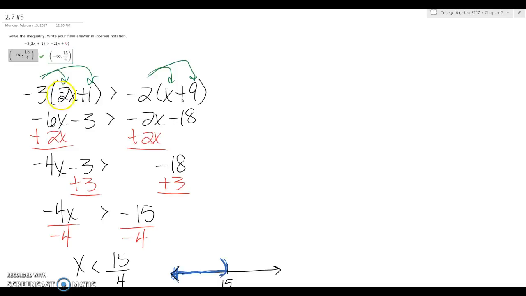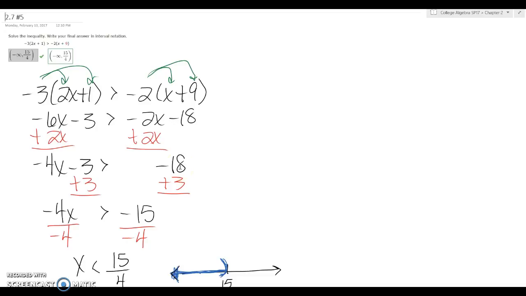So distribute the negative 3 throughout, and I get negative 6x minus 3. Distribute the negative 2, I get negative 2x minus 18. Now I've got to start getting all of my x's on the same side, so I'm just going to add 2x to both sides. I like my variables to be on the left, especially with inequalities, so that's why I'm moving my x term to the left. That's going to give me negative 4x minus 3 greater than negative 18.